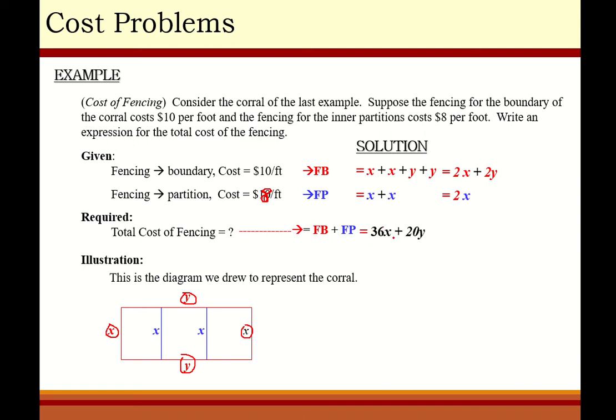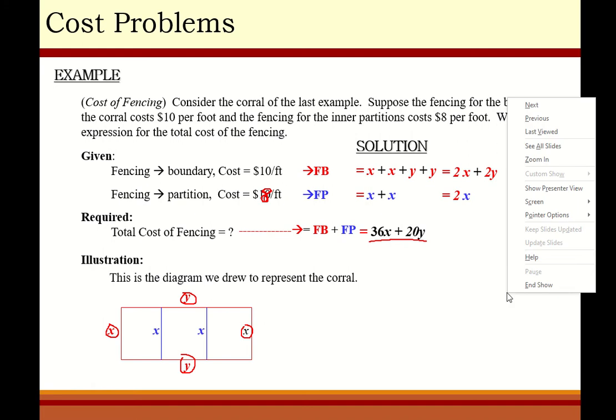So we have 36x plus 20y. Where is this coming from? We are talking of cost, right? Total cost of fencing. This is just the total length, so we have to multiply the length by its cost.